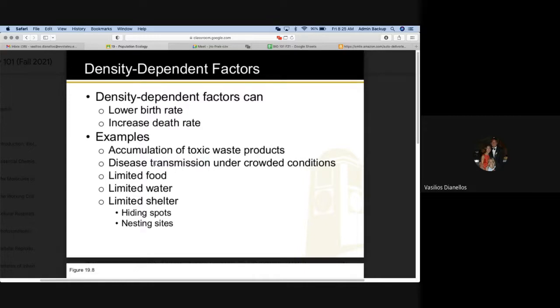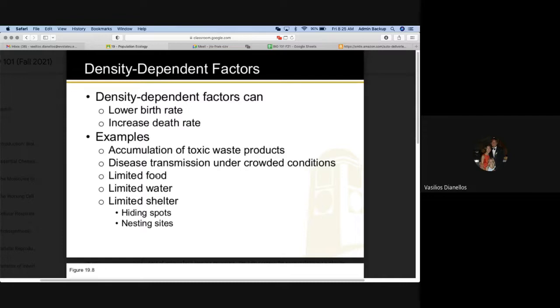Disease transmission under crowded conditions. Again, COVID-19 is a great example of that. If it's a communicable disease, obviously the more people you have closer together, the quicker it's going to be transmitted. Limited food. That's a more natural example. By natural, I mean that's one that you see more when you get away from the human population and talk about the squirrels on WVSU's campus, for example.